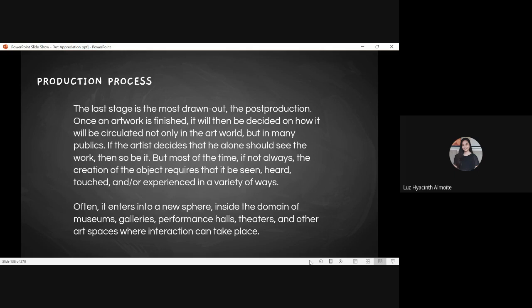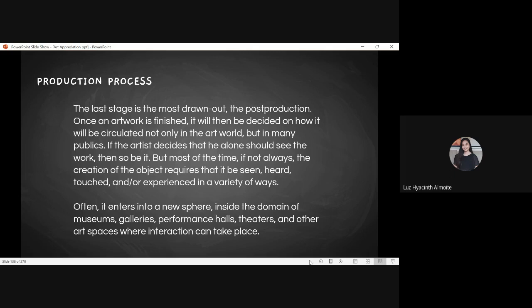The last stage is the most drawn out. Ito yung post-production. Once an artwork is finished, it will then be decided on how it will be circulated, not only in the world but among the many publics. If the artist decides that he alone should see the work, then so be it. But most of the time, if not always, the creation of the object requires that it be seen, heard, touched, and or experienced in a variety of ways.